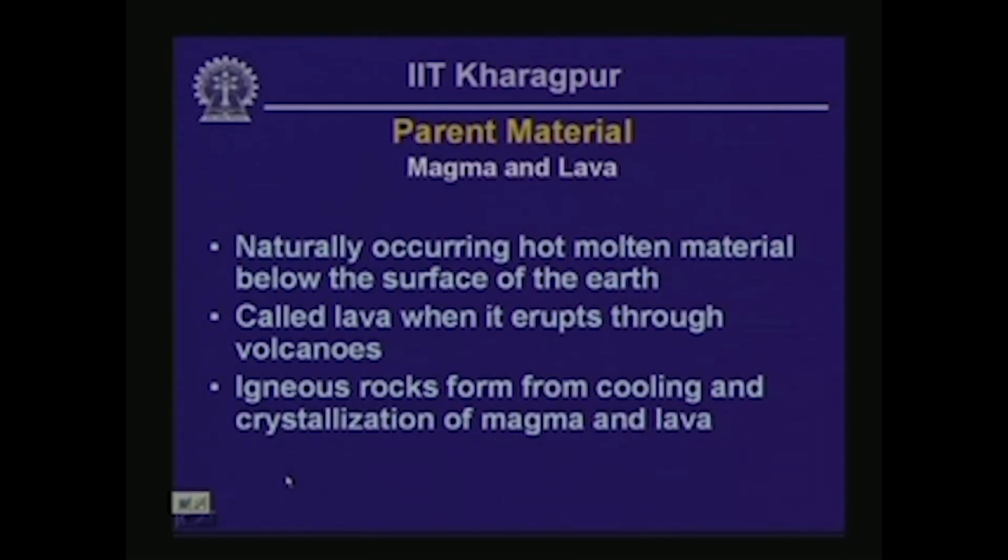Now, parent material in these cases is basically magma or lava, which is the chief source of igneous rocks. I already have indicated that these are essentially naturally occurring hot, partially molten material that exists underground, and it is called lava when the material erupts through volcanoes. A large proportion of igneous rock actually forms from cooling and crystallization of magma or lava, as I have already indicated.